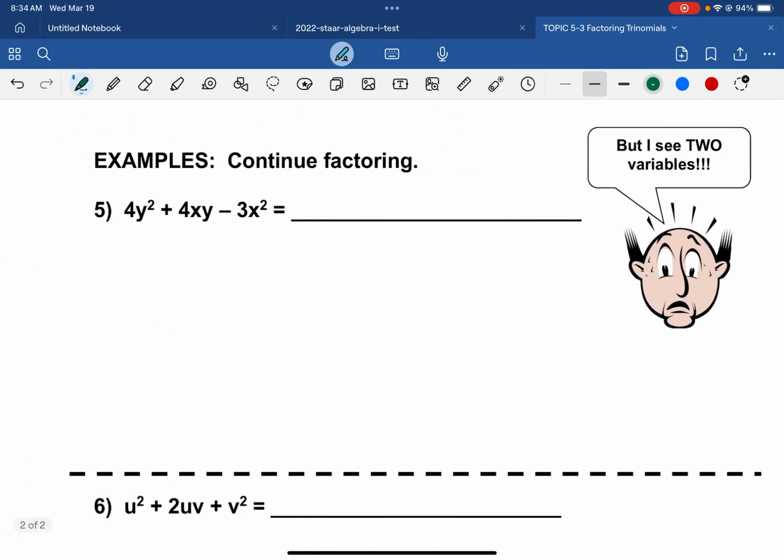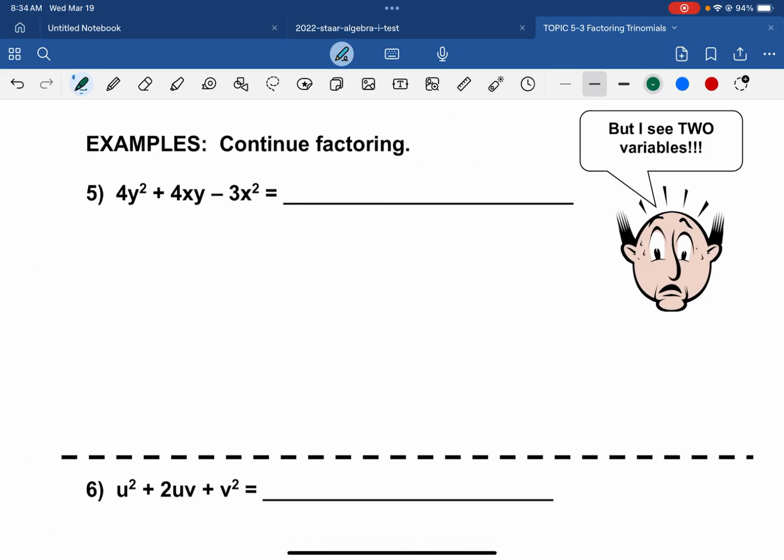Okay, so number 5. Oh no, there's a y in there. You know what? That's okay. We can handle it. You still follow the same process, all right? First, check for a greatest common factor. There's not a greatest common factor, all right? So we're just going to do the same thing. Fill it up, factor it.